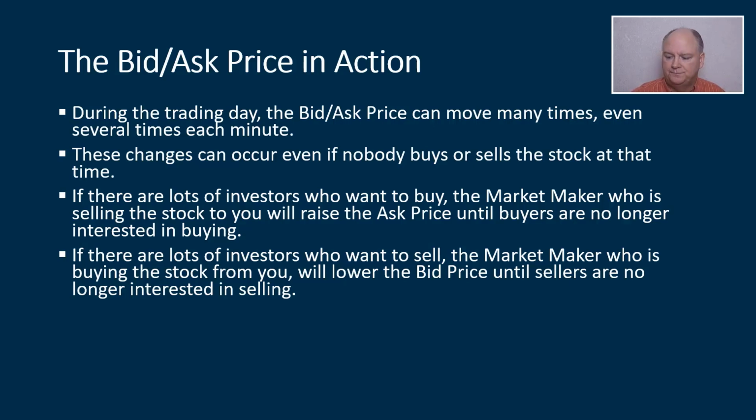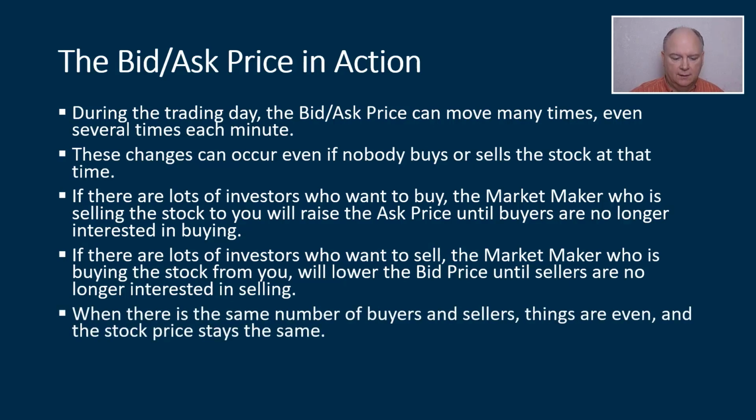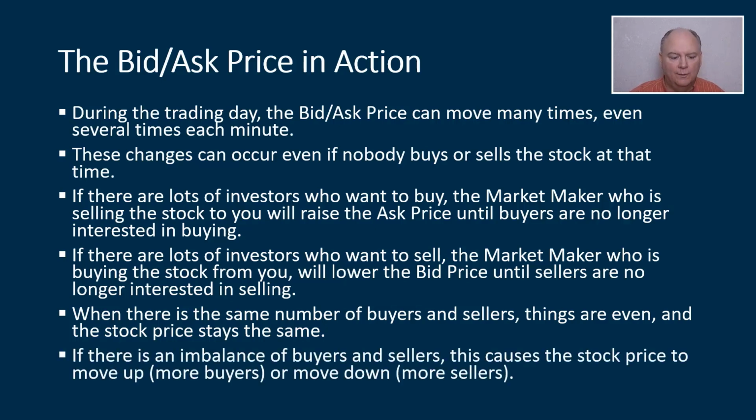Sometimes they do that. So when there are the same number of buyers and sellers, then things are even. If you see 5 people in the buy line and 5 people in the sell line, and they're all kind of happy with the current bid-ask price right now, the stock price will just stay the same. And some stocks do that. They might trade for a period of time at the same price. But then if you start to see this imbalance, one way or the other, of buyers or sellers, this causes the stock price to move up if there are more buyers, or to move down if there are more sellers.